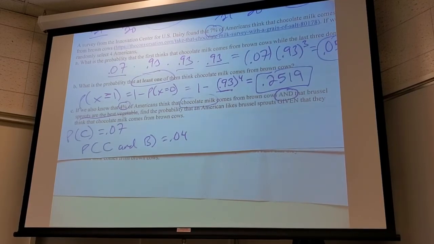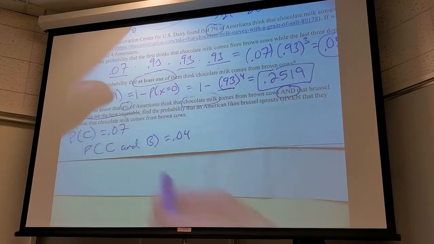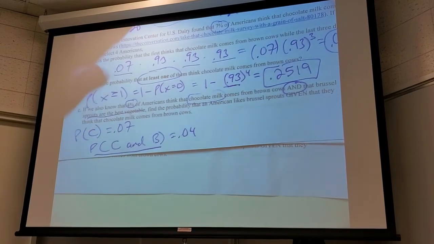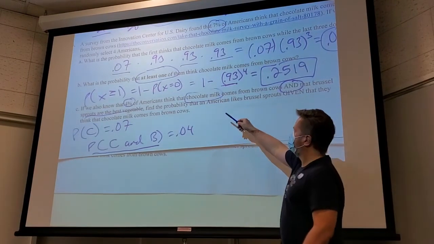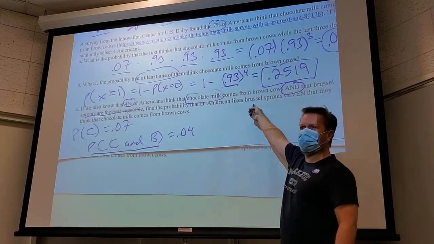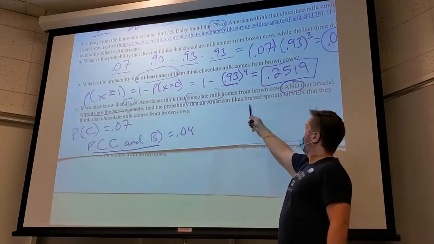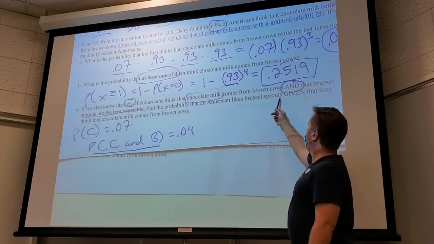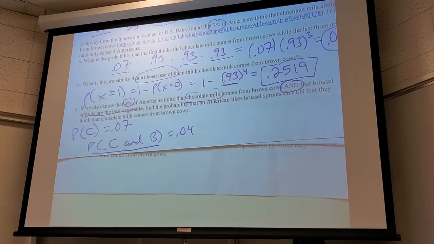Because I don't have anything to count here, right? Now, can you give me the symbol for what they asked me? Can you put the question into symbols like this? What is the question? P, B and C divided by... Oh, I see. No, not the formula, just the probability that an American likes Brussels sprouts, that's B, yes? You've chosen the letter B to mean liking Brussels sprouts. Given they think that chocolate milk comes from brown cows, that's C. So B given C.